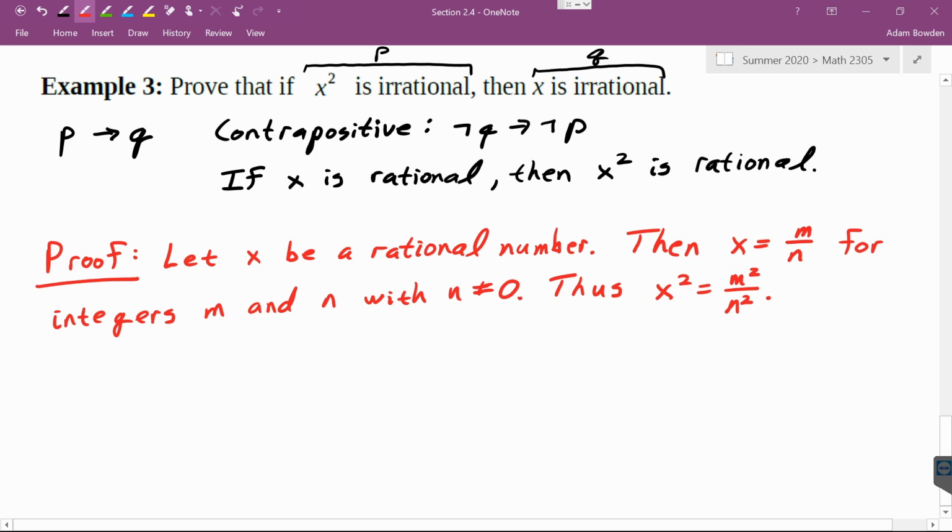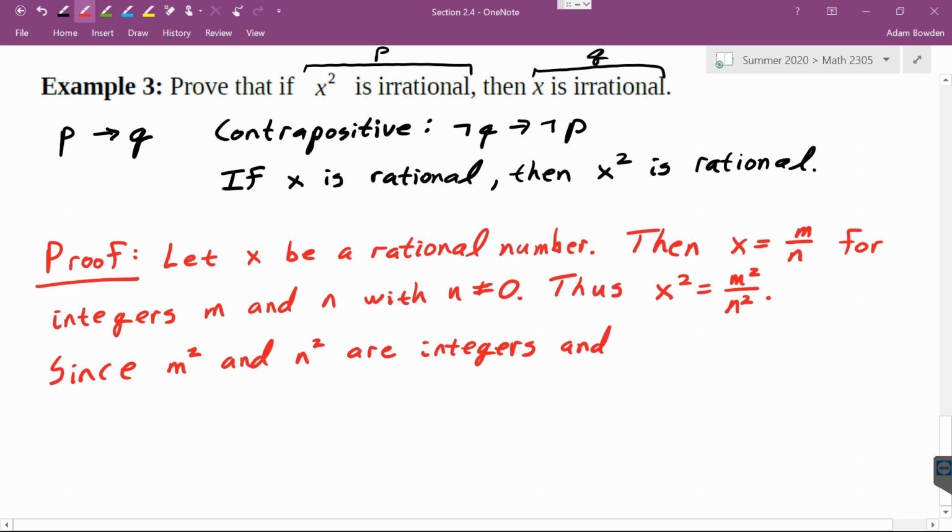And now, does this mean that x squared is rational? Well, we can verify that by just saying that since m squared and n squared are integers, if you square an integer, you still have an integer.